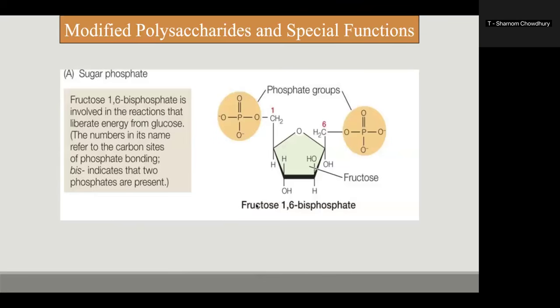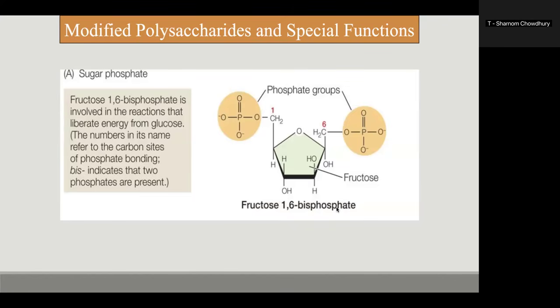So as you see here, polysaccharides can also be modified in order to create special functions. You have a fructose molecule here, and fructose molecules can have two phosphates added to it. So this molecule then becomes fructose 1,6 bisphosphate.